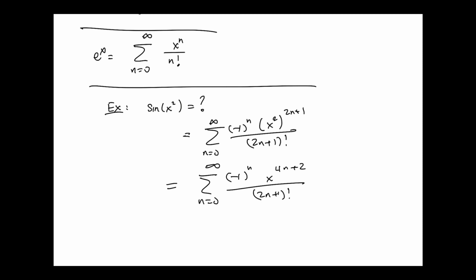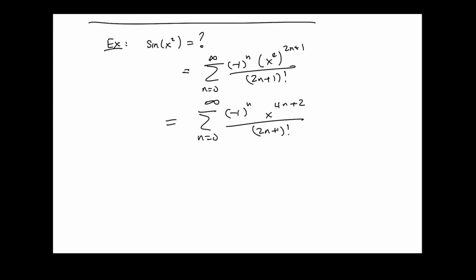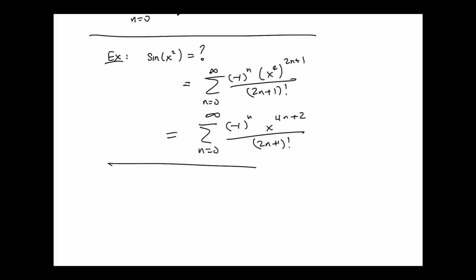So you can just replace x with a formula and then just do it and see what you get after you simplify. Now, why is this really handy to have a Taylor series for, say, sine of x squared or some other random thing? Well, what about if I wanted to do the following?